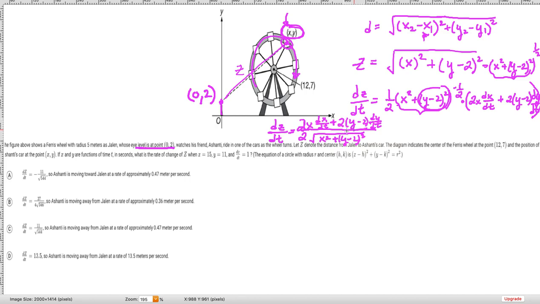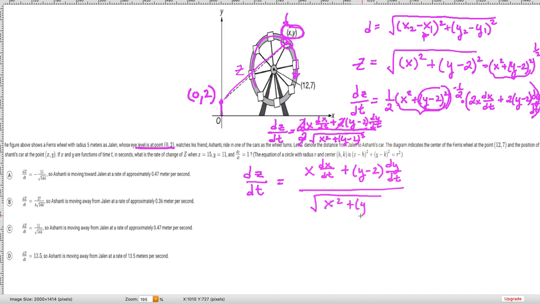I can factor out a 2 and cancel it with the 1/2. I now get a cleaner expression for dz dt, which is x times dx dt plus y minus 2 times dy dt, over the square root of x squared plus y minus 2 squared.